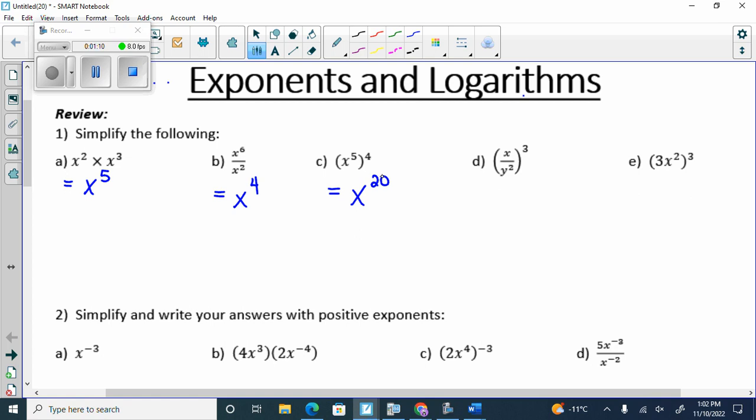You add. This one here, we have to distribute the 3 in to the numerator and the denominator. So we are going to get x to the 3 over y to the 6.